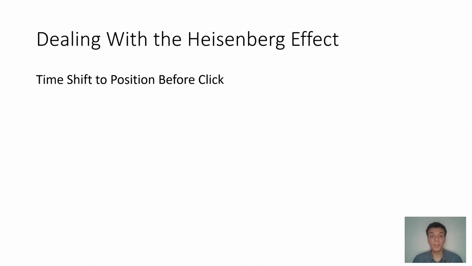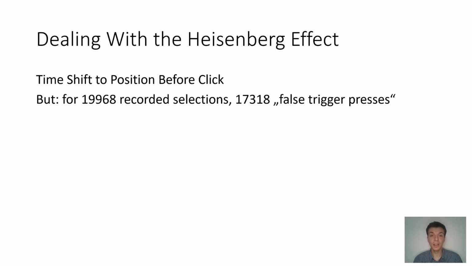Another strategy might be to go to a position before the click happened. We have seen that the relationship between the trigger press and the offset is almost linear. So if we use a trigger press value lower than 1, we might end up with less displacement. The problem here is that for the almost 20,000 selections that we recorded, we also recorded over 17,000 so-called forced trigger presses. That means that participants started pressing the button but released it again without fully clicking, which might be due to unintentional finger movements, so-called nervous trigger finger, or other issues.